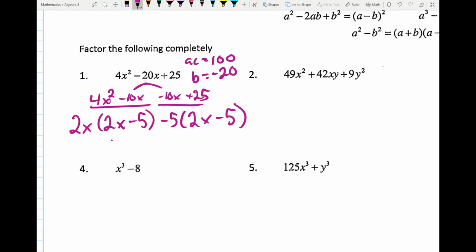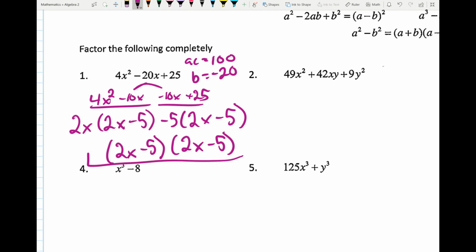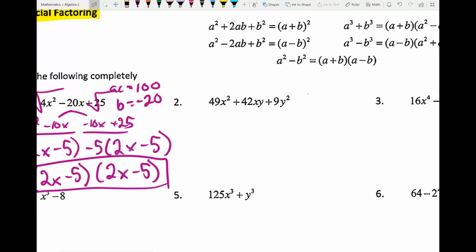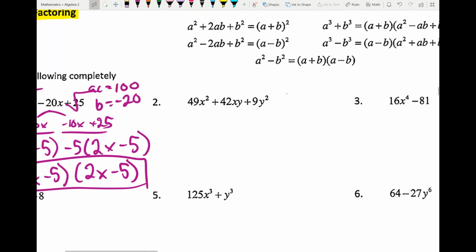Which is great, because I ended up with 2x minus 5 and 2x minus 5. So this is a special case, because if you notice that it was a perfect square, you could just jump right to the answer. That's because this is 2x and this is 5. If you put 2x and minus 5 together, you end up getting this pattern. Perfect squares end up with a pattern, and it looks like this.